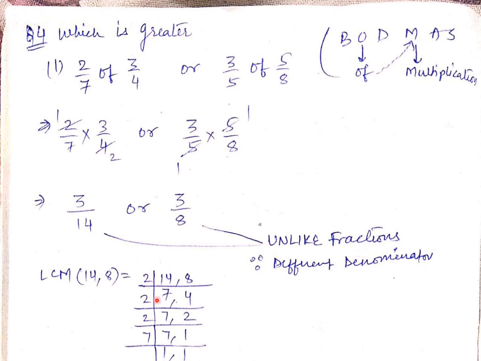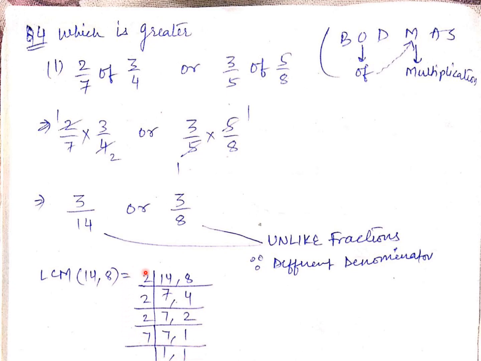That is simple. We will write like this. First, for 14 and 8, we will take 2. The first prime number is 2. So 2 sevens are 14, 2 fours are 8. Now again I am taking 2. 7 can't be divided, so 7 came as it is. 2 twos are 4. Again I am taking 2. 7 is not divisible, it is coming as it is. 2 ones are 2. Finally I have taken 7. 7 ones are 7, 7 ones are 7. So finally we have got 1, 1.